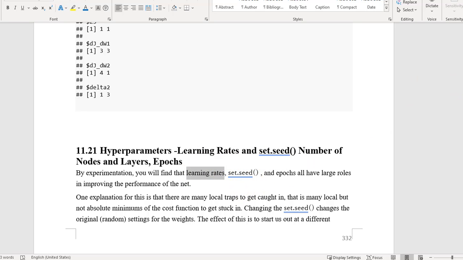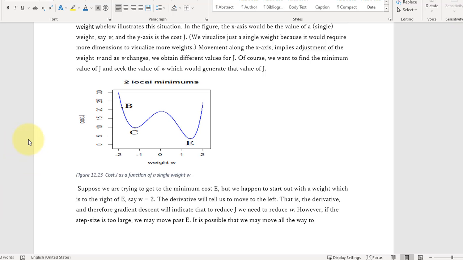The same thing with set seed. So what role does that have? Well, we saw that in this picture, if our initial weight was, say, at B, maybe we'll only get to here, and we'll never get over up here and find this low point. So what can you do? The initial randomly initialized weight was here.